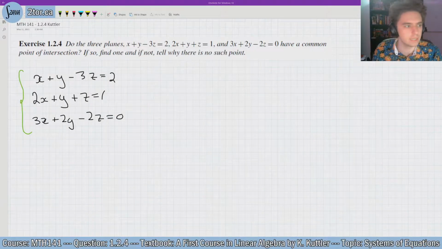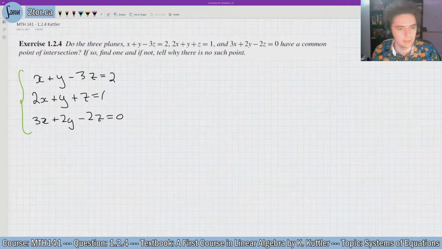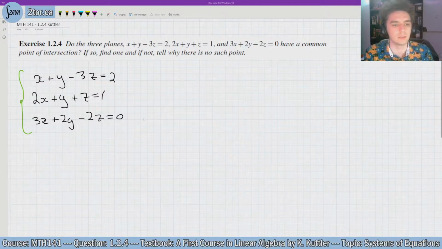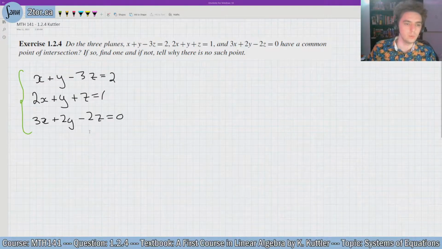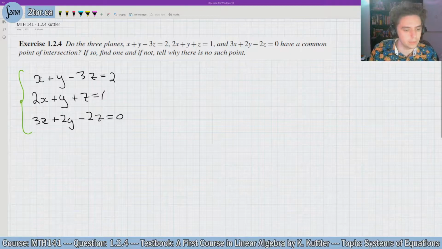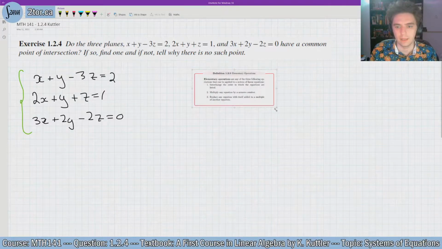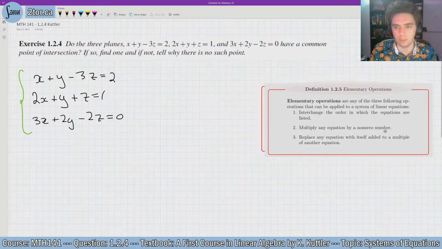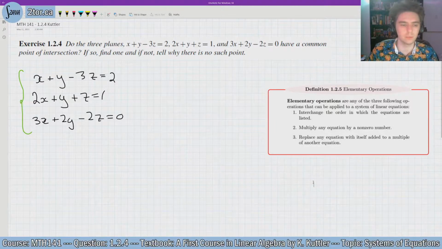Okay, but after we looked at that, now let's do it algebraically and take a look at how we can find the solution. So what we're going to do is use our elementary row operations. Here they are. Using these elementary row operations, we're going to be able to reduce this system or transform it in a way that doesn't change the solution set.